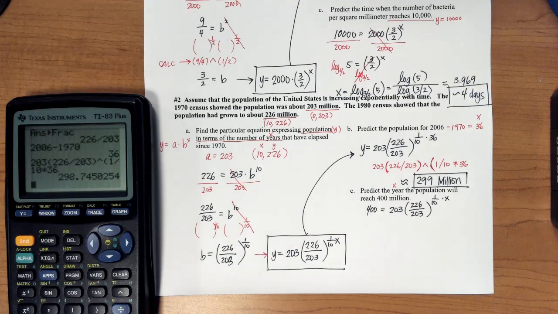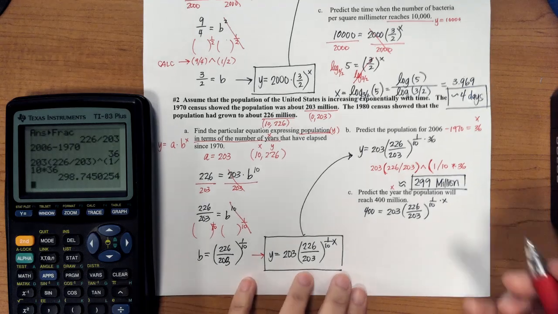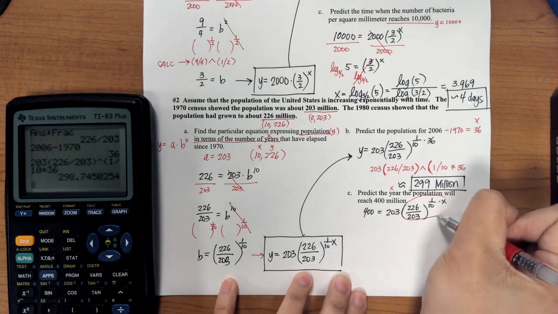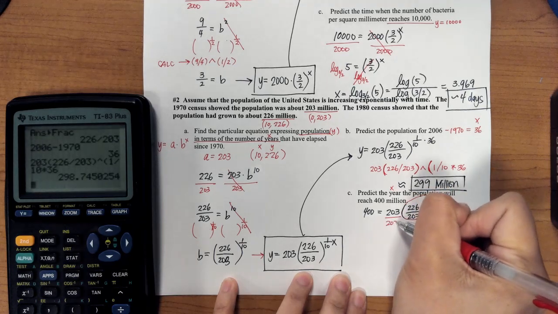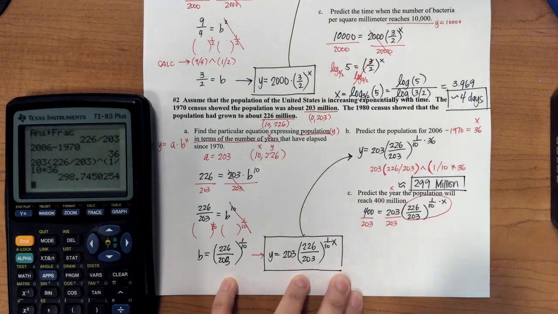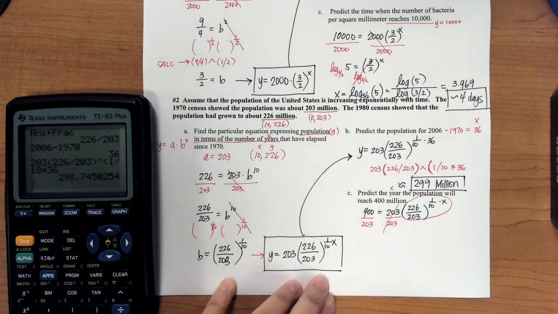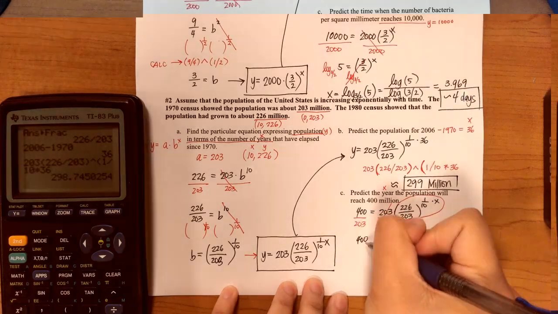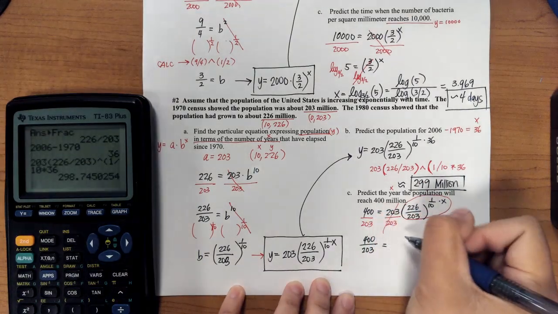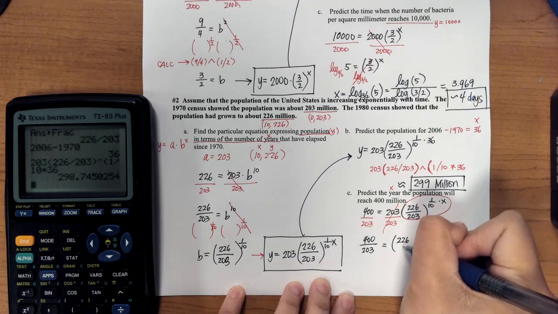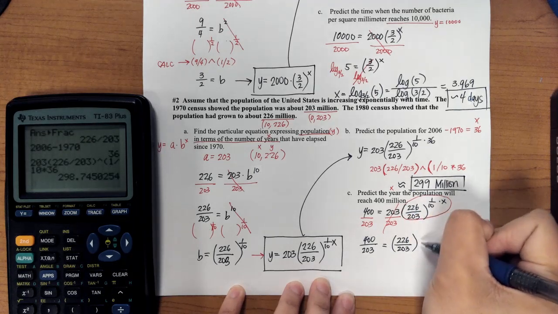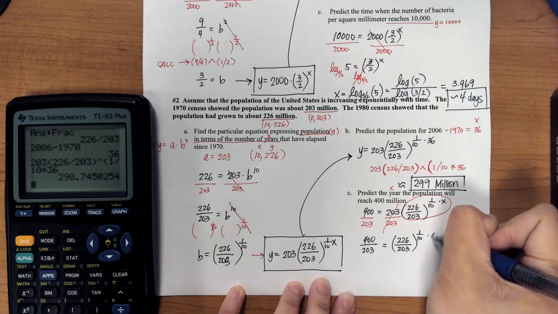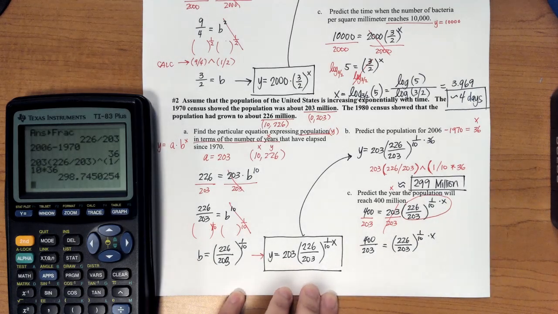Okay, so this is going to get a little bit messier in terms of what you have to write, but the steps are still the same. We want to keep this right now. So we're going to divide by 203. We have 400 divided by 203 equals (226 divided by 203) to the 1/10 power to the x. And we want to get x by itself now.